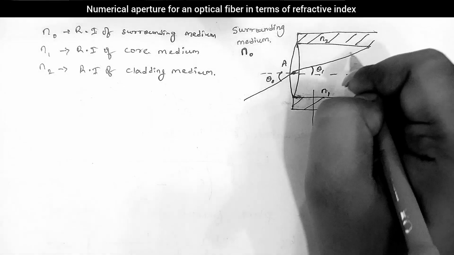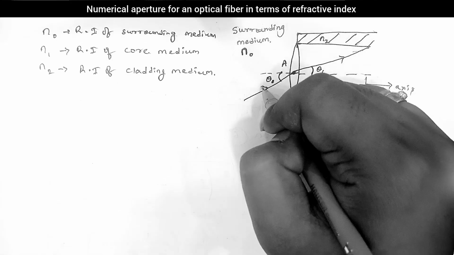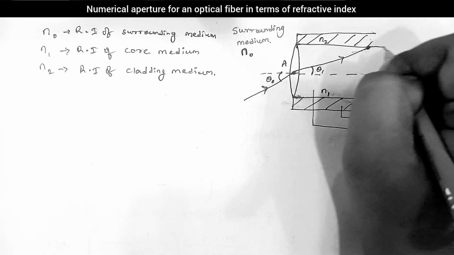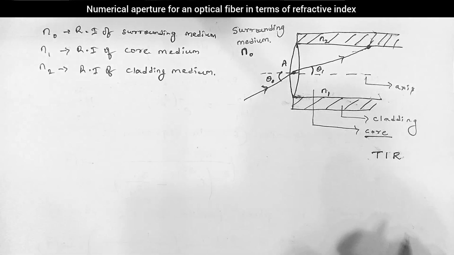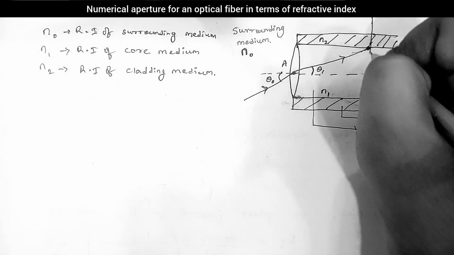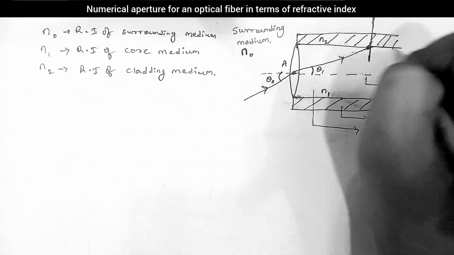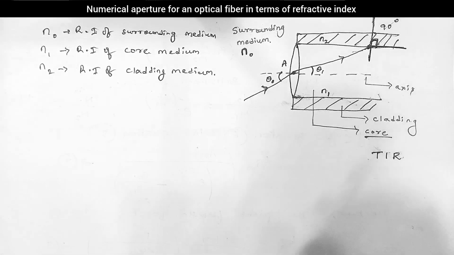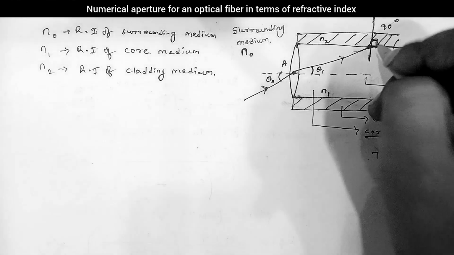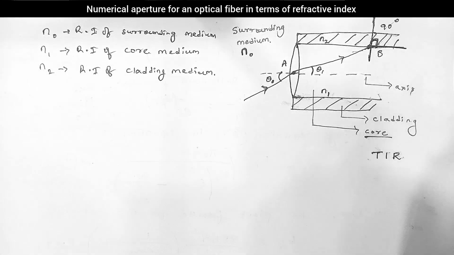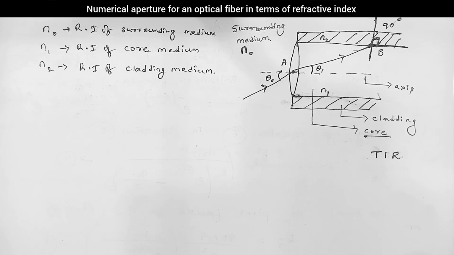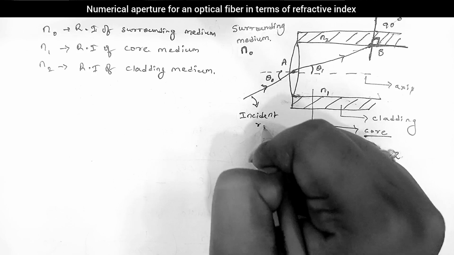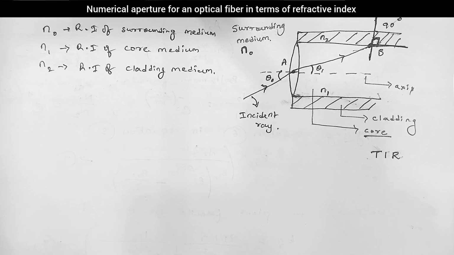Next, the light that has been transmitted in the forward direction will now move from the core medium to the cladding medium. You know that if the light is moving from the core medium to the cladding medium, and I want to achieve total internal reflection, then the refracted angle should be equal to 90 degrees. So I will consider that, and this point will be noted as B. The ray which I am sending is called the incident ray. So this is my preliminary arrangement.